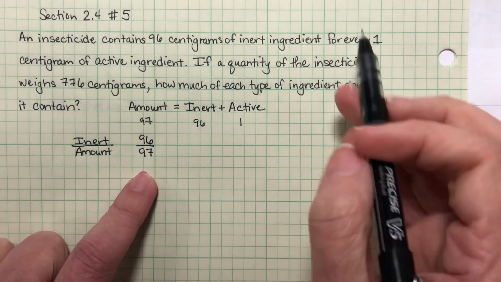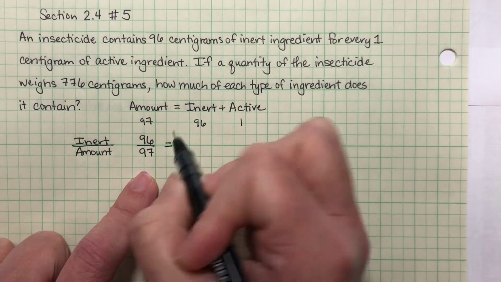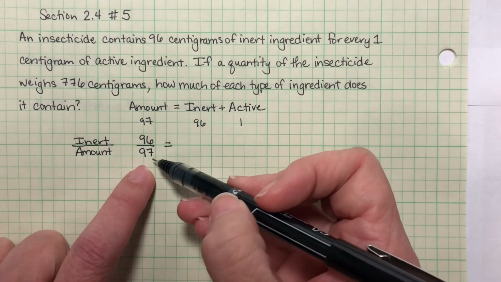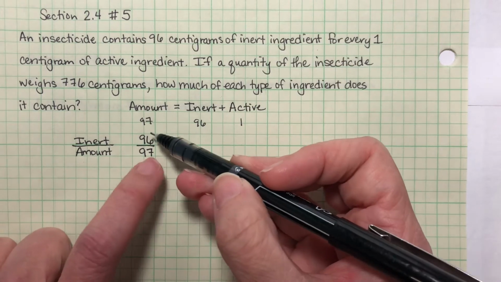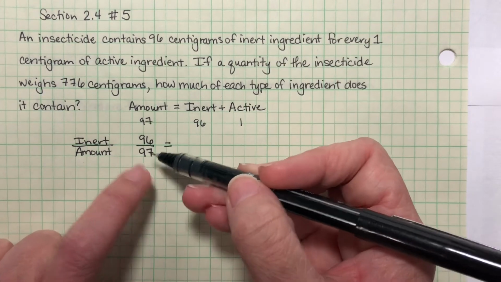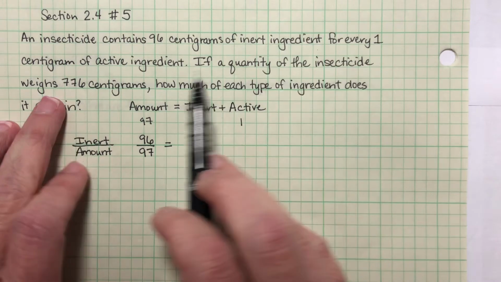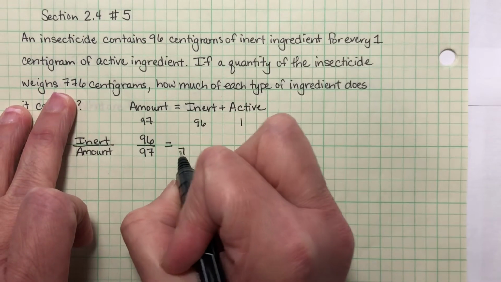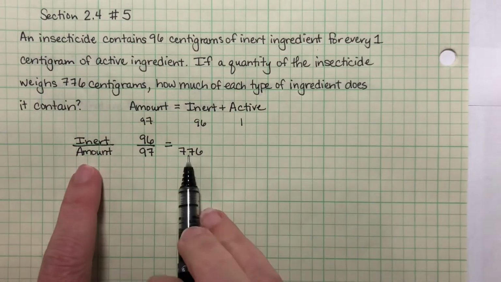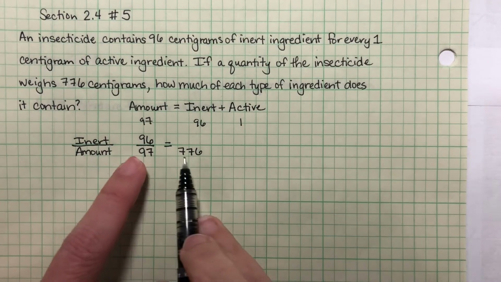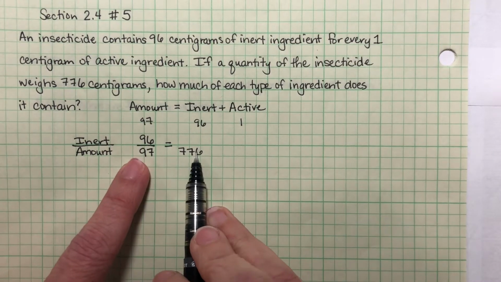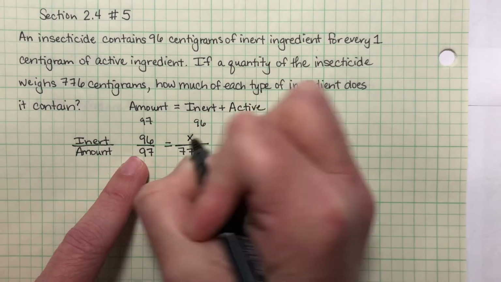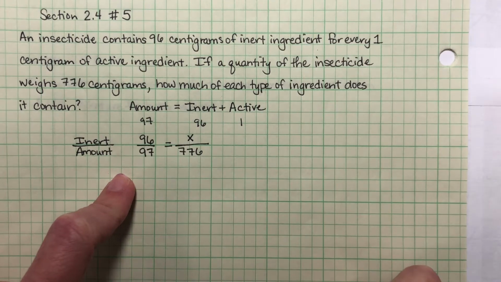Okay? So I also want to find out, because this relationship is going to stay the same, if I'm going to double the mixture, I would multiply both of these by 2, multiply them by 3 if I wanted to triple the mixture, and so on. I know that the total amount that I have is 776. I put that in the bottom because it's the total amount, and I'm keeping the total amount the same on both sides. What I don't know is the amount of inert ingredients I have.